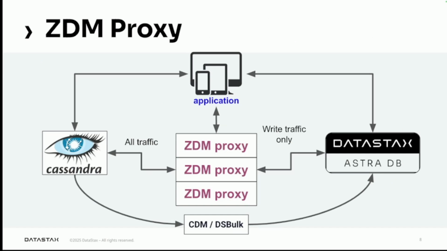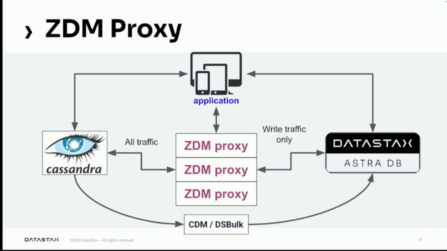So this is what it looks like from a diagram perspective. We have the origin Cassandra cluster on one side. We have the target Astra DB database on the other side. And we have the application in the middle. Normally, the application is set up to talk directly to the Cassandra cluster. But what we're going to do here with the ZDM Proxy is stand up a few of those ZDM Proxy clients. That way it intercepts all of the application traffic. Read traffic is routed to the original Cassandra cluster while we're still in the migration phase, but write traffic actually goes in both directions.